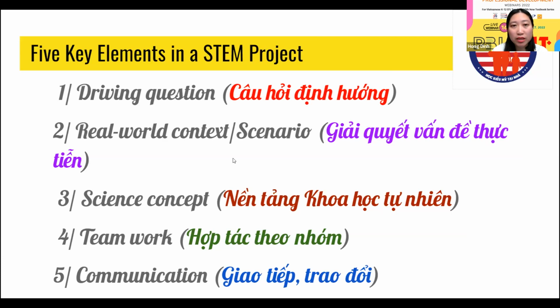Because every STEM project has to have a science concept. Even if it's Mid-Autumn Festival and you say, I want to do a lantern project with my students, what is the science behind it? Is it about light? Is it about saving energy? It has to have a science concept. Or is it about recycling? So it has to have a science concept behind any STEM project. And then the next key element is teamwork.